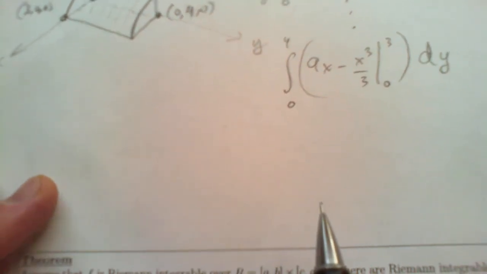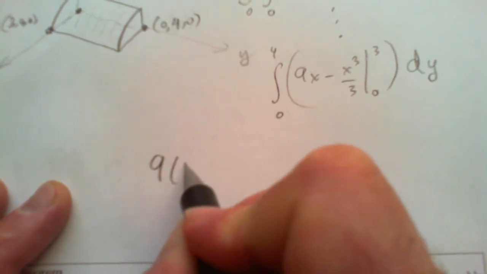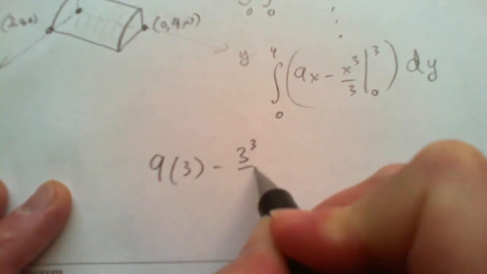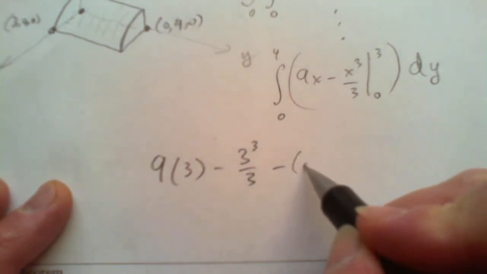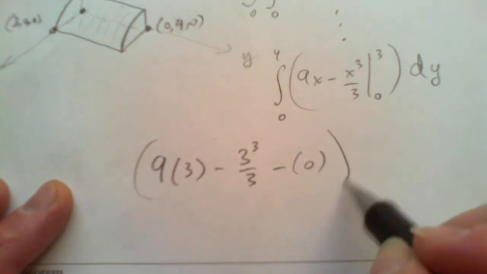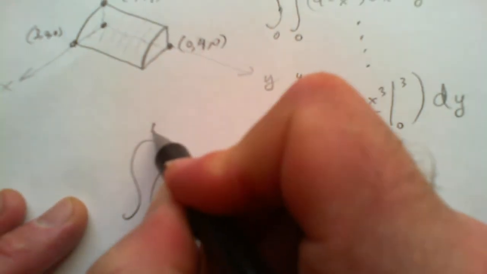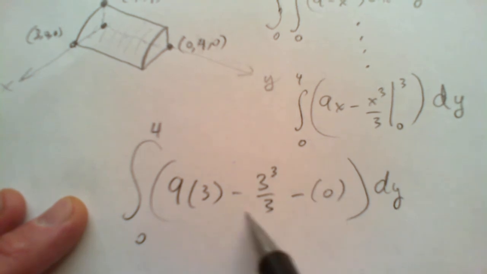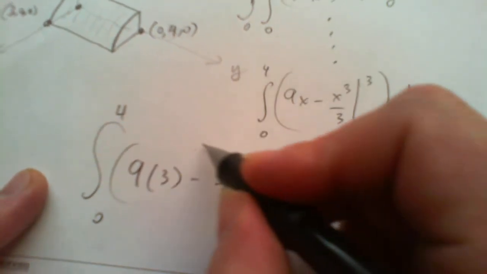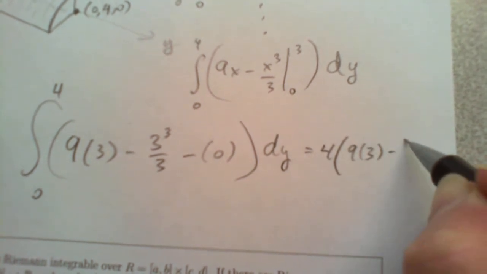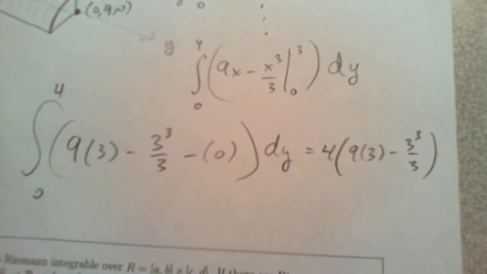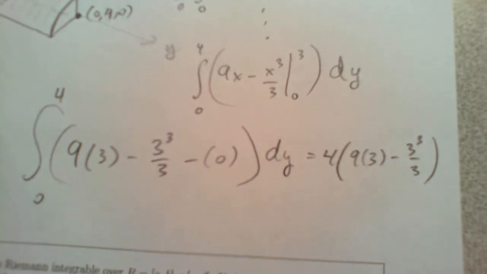So the end answer, before cleaning this all up, is 9 times 3 minus 3 cubed over 3, minus that thing plugged in with zeros everywhere, which is just 0. Now, the outer integral is 0 to 4. Because there are no more y's, it's just 4 times that number. 4 times 9 times 3 minus 3 cubed over 3. So at the end, clean this up, and what are you looking at? 27, or 72, 72.